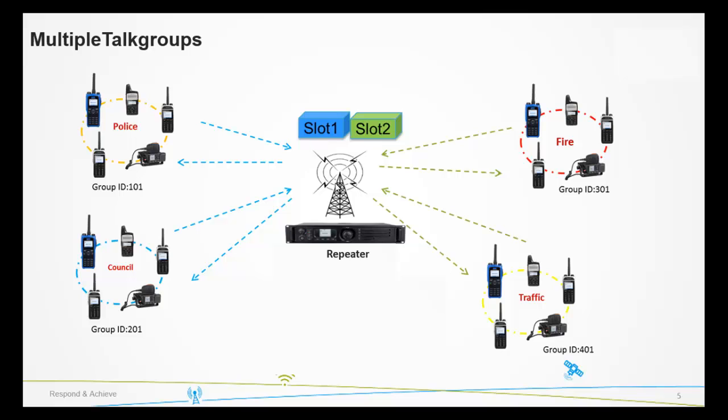Now, how many groups or talk groups can be created in a single DMR system? All in all, you have 16 times 64, or 1024 talk groups, using this same frequency.